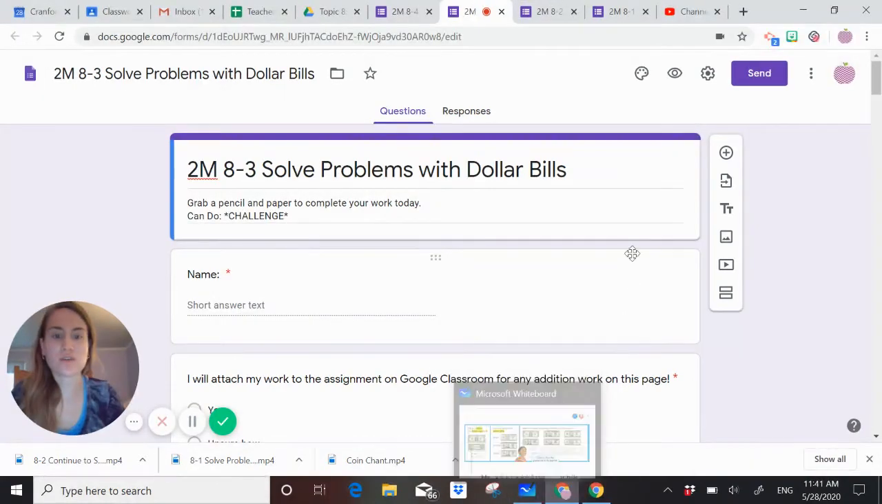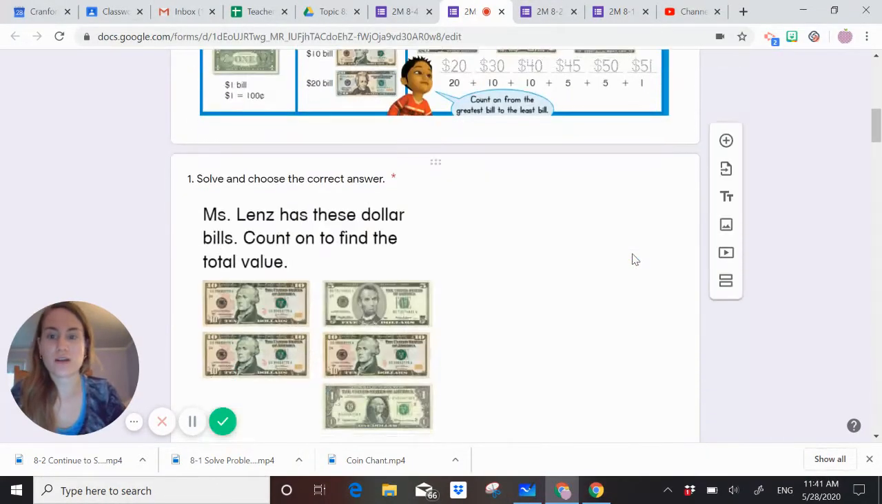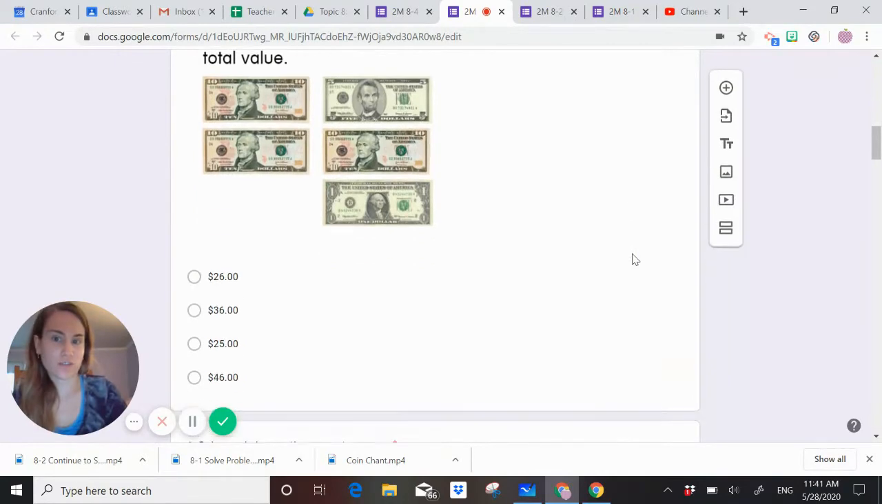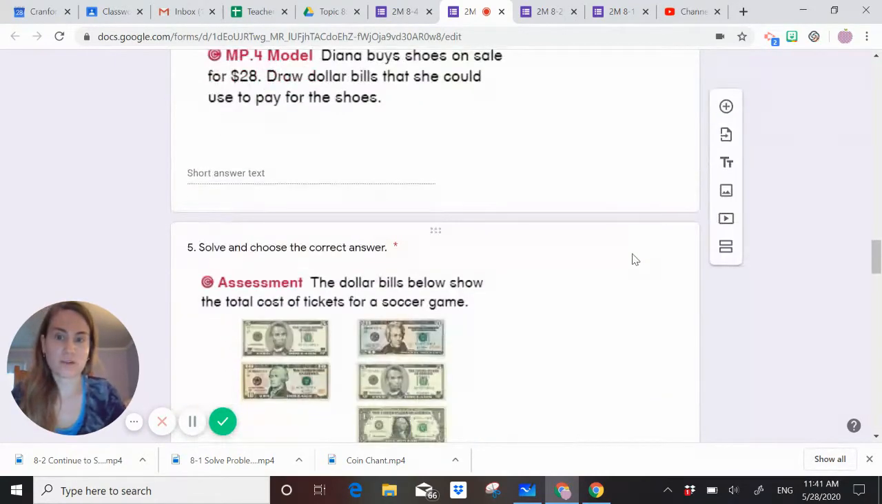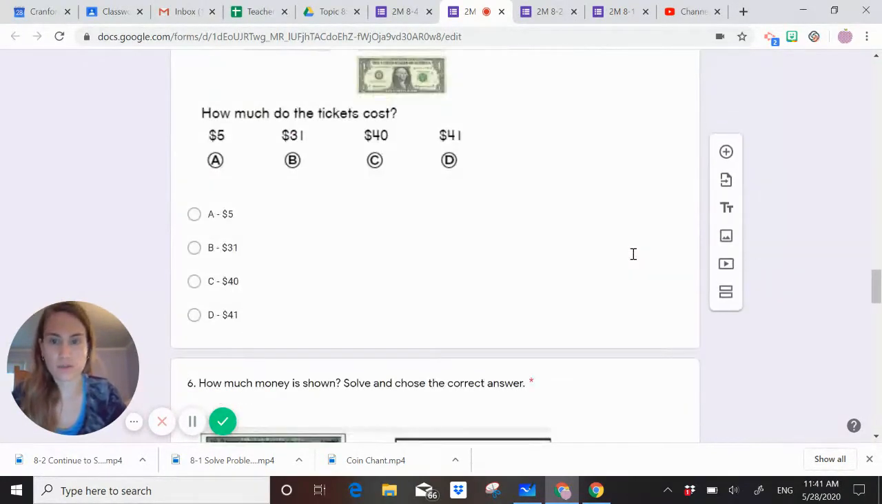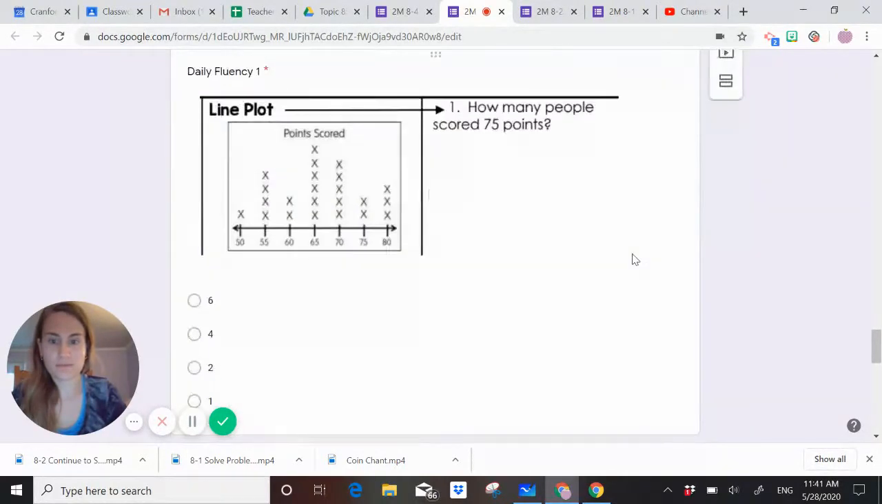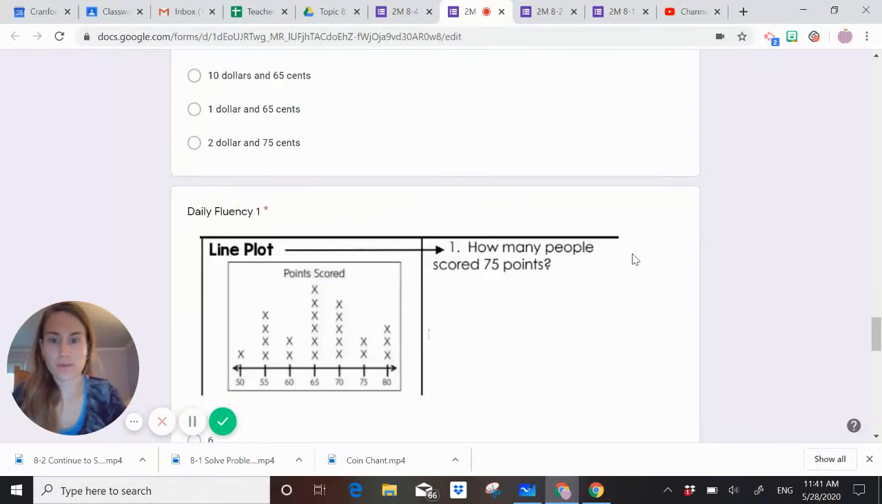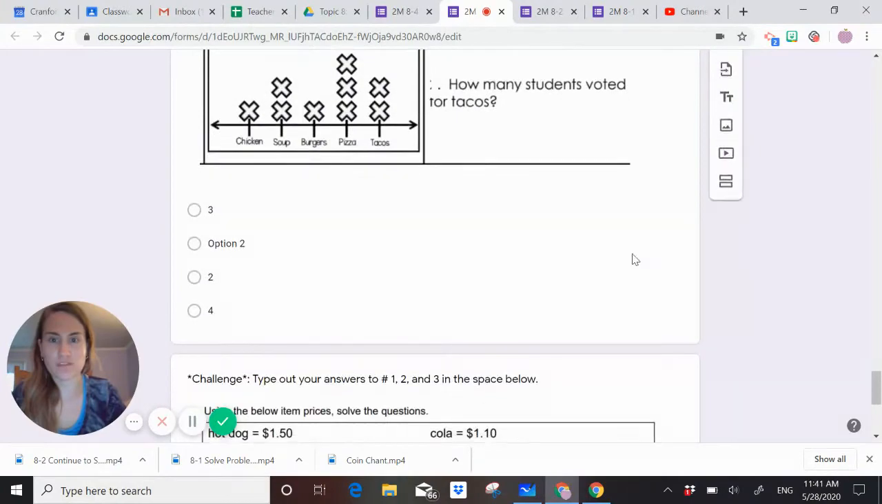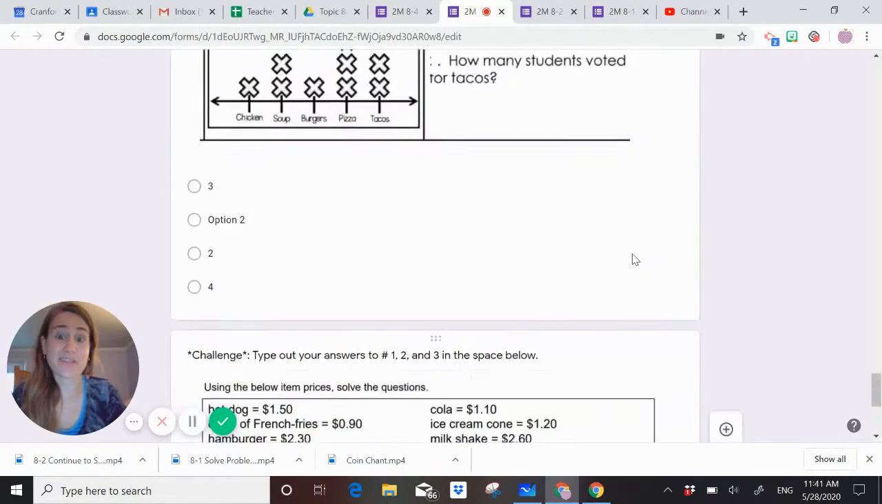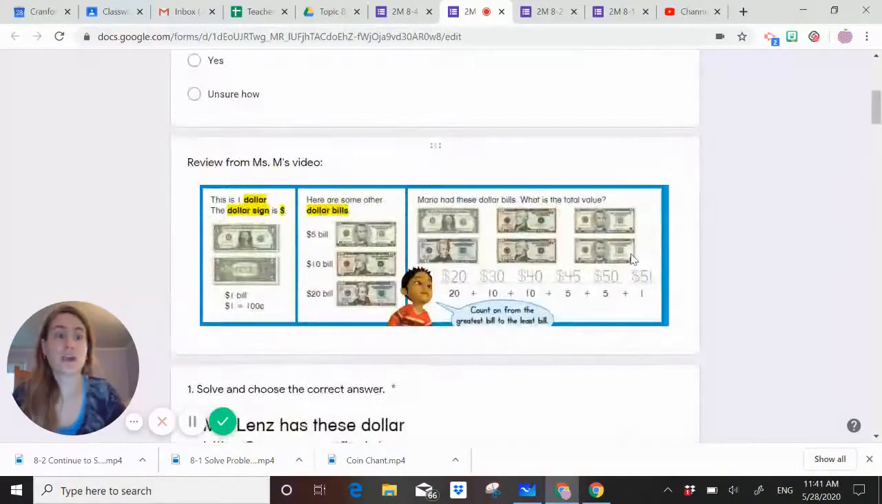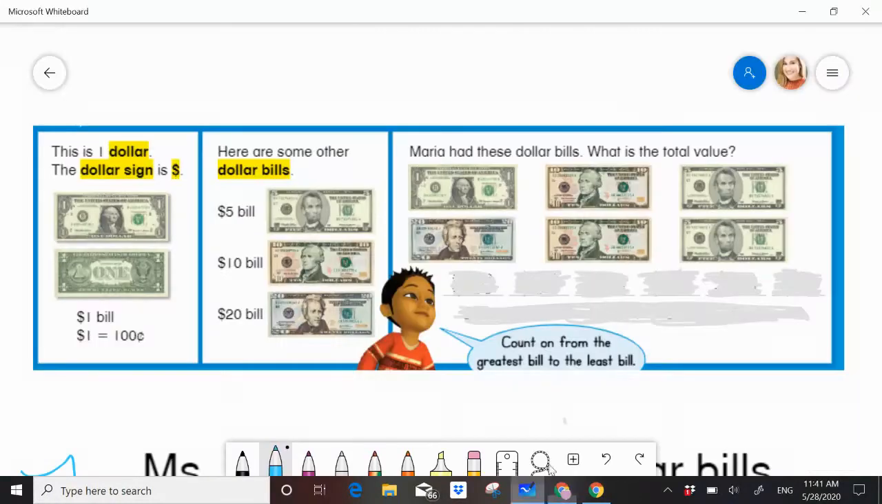I'm going to switch right over after I show you. This is what your worksheet looks like for today. So just dollar bill problems and some word problems with dollar bills. And one with coins and dollar bills, which I will show you how to do. You're going to be reviewing some line plots today, and there's a challenge at the end. So that is your worksheet for today. I'm going to switch over to our workspace.